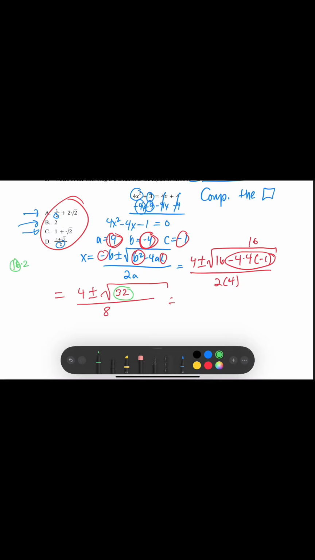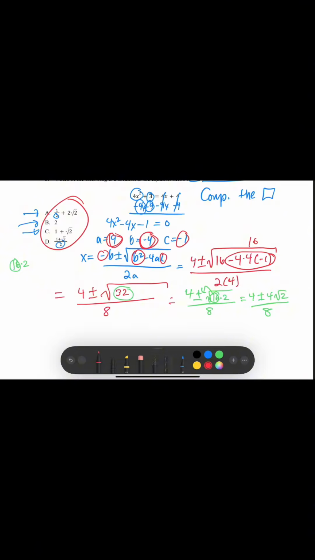16 is a perfect square. So if I do 4 plus or minus the square root of 16 times 2 over 8, that means I can take out the 16 and make it a 4 outside. So it's going to be 4 plus or minus 4 square root of 2 over 8.